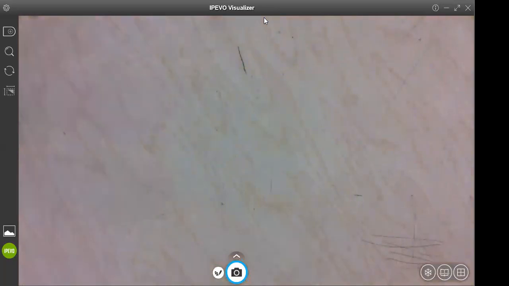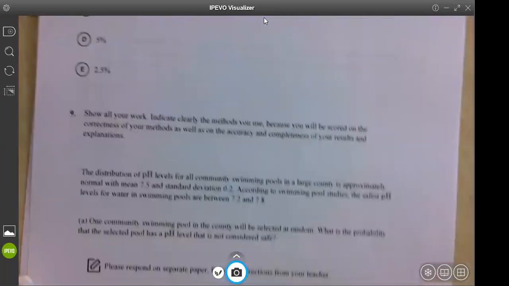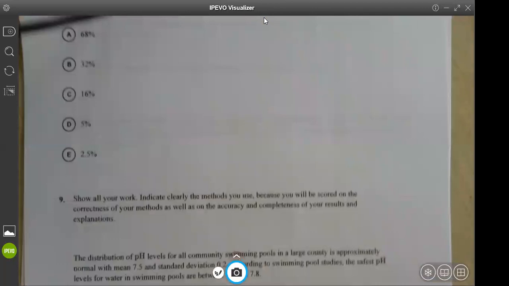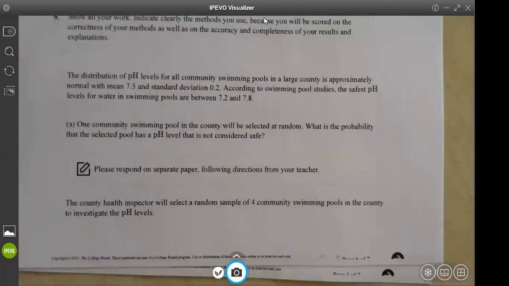9. Also pretty simple. The distribution of pH levels for all community swimming pools in a large county is approximately normal with a mean of 7.5 and a standard deviation of 0.2. According to swimming pool studies, the safest pH levels for water in swimming pools are between 7.2 and 7.8. One community swimming pool in the county will be selected at random. What's the probability the selected pool has a pH level that is not considered safe?